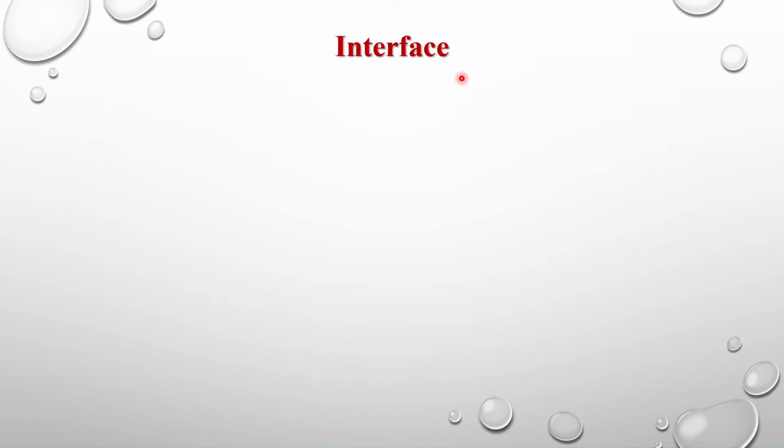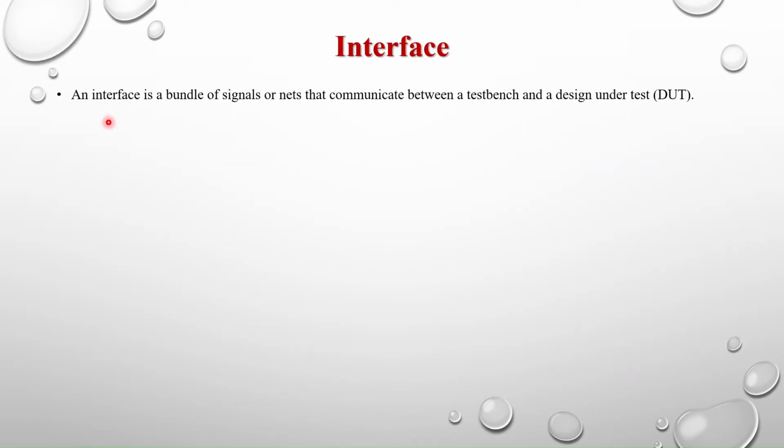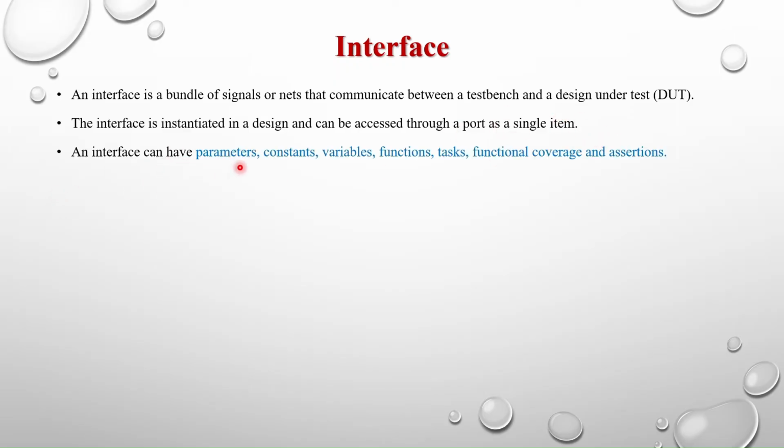Now we will see the important points to remember in interface. An interface is a bundle of signals or nets that communicate between a test bench and DUT, design under test. The interface is instantiated in design and can be accessed through a port as a single item. We have already discussed, right? It can be instantiated in design, that is nothing but a module, and can be accessed through a port as a single item by passing the interface. An interface can have parameters, constants, variables, functions, tasks, functional coverage, and assertions. These are all the things we can include in the interface.